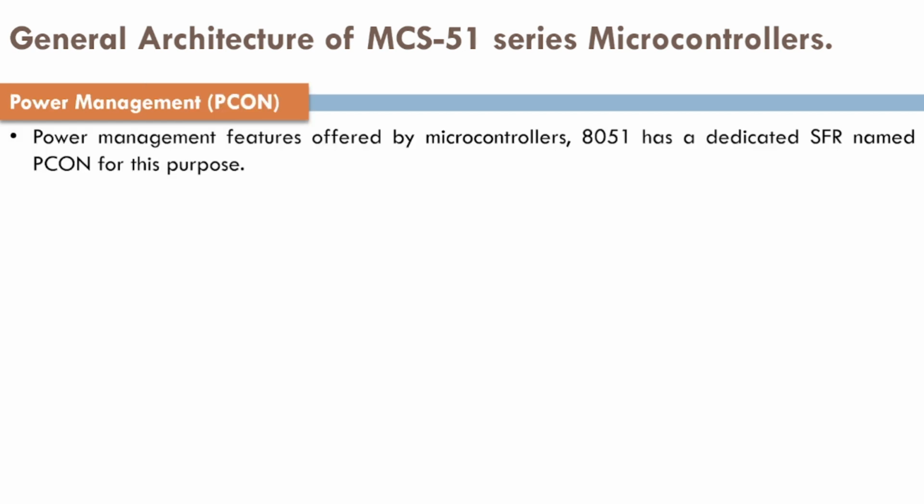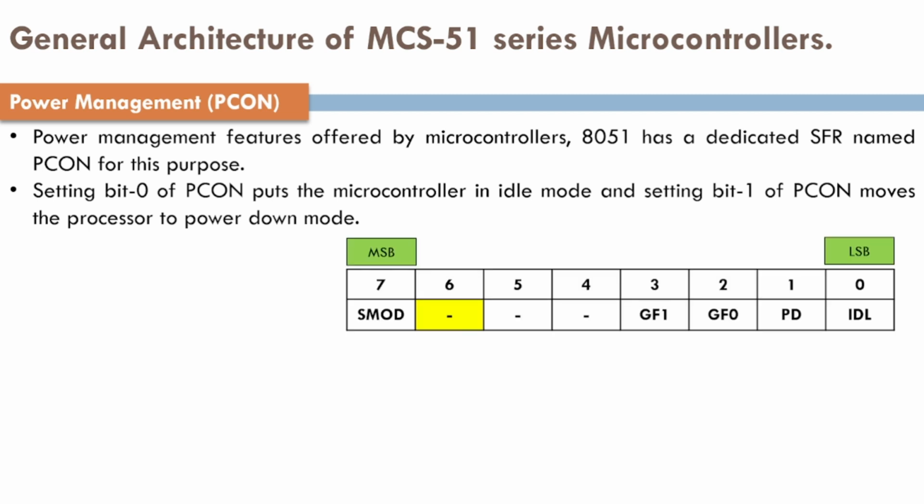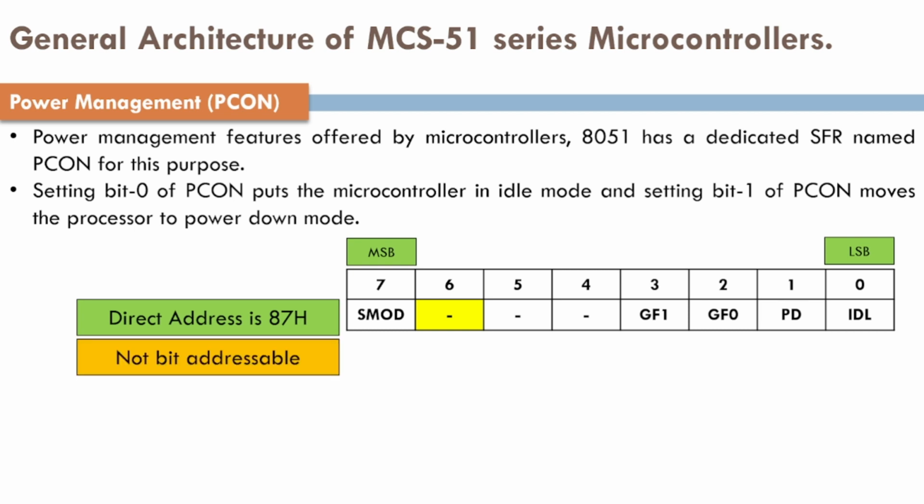The PCON, Power Mode Control, register is used to select power-saving modes of operation, such as power down and idle modes. It also includes a bit to double the baud rate for the serial port and has two general-purpose user flags. Setting bit 0 of the PCON SFR puts the microcontroller in idle mode, while setting bit 1 moves the processor to power down mode.